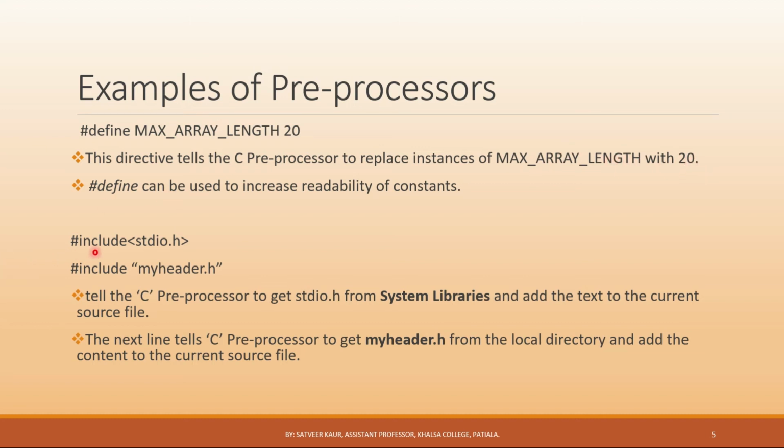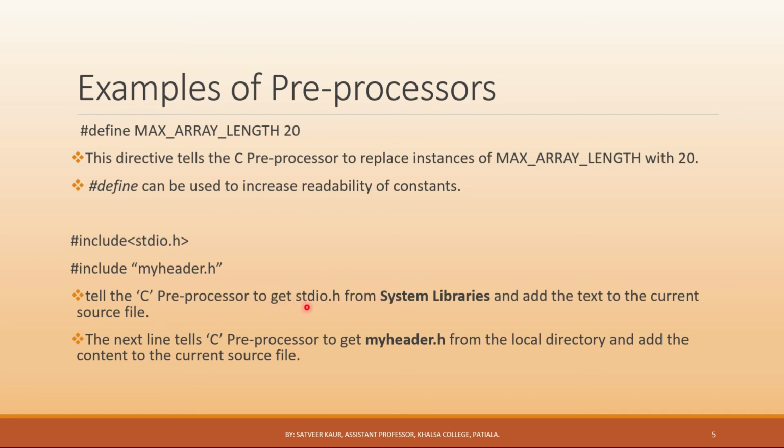The next example is #include <stdio.h>. Basically it is called a header file. And next line is #include "myheader.h" in double quotes. Now it will tell the C preprocessor to get stdio.h from system libraries and add the text to the current source file. Right?